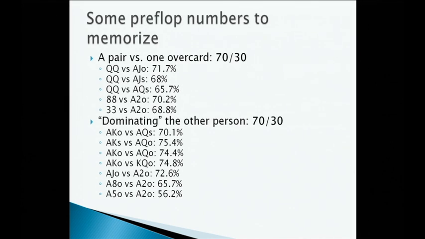Okay, the next few categories. A pair against one overcard: you're still a favorite, but less of a favorite. Instead of an 80-20, you're a 70-30. Queens against ace-jack off is 71.7%. Queens against ace-jack suited is a bit worse. Queens against ace-queen suited is actually much worse than queens against ace-jack suited.